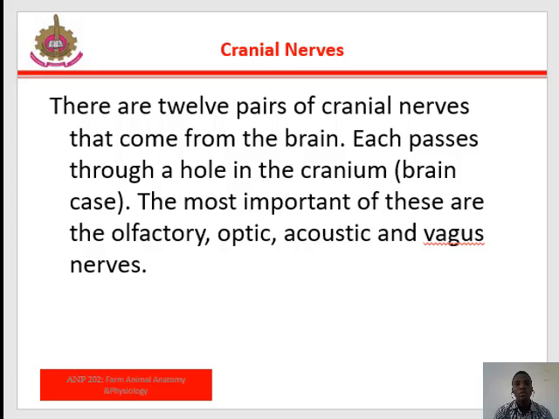We also have the acoustic nerves, which carry impulses from the cochlea of the inner ear to the brain. And last, we have the vagus nerve, which controls the muscles that bring about swallowing. It also controls the muscles of the heart, airways, lungs, stomach, and intestine.